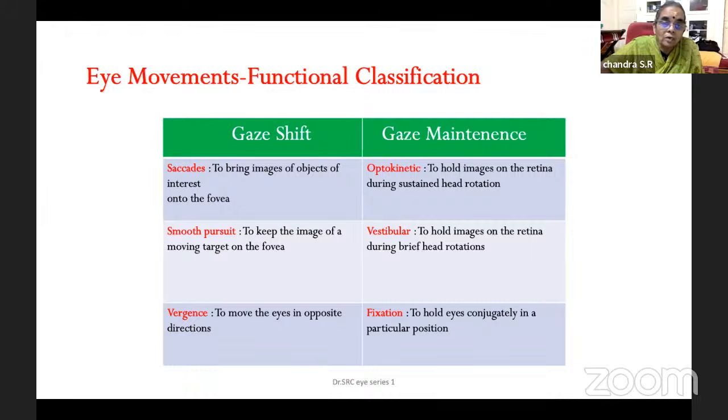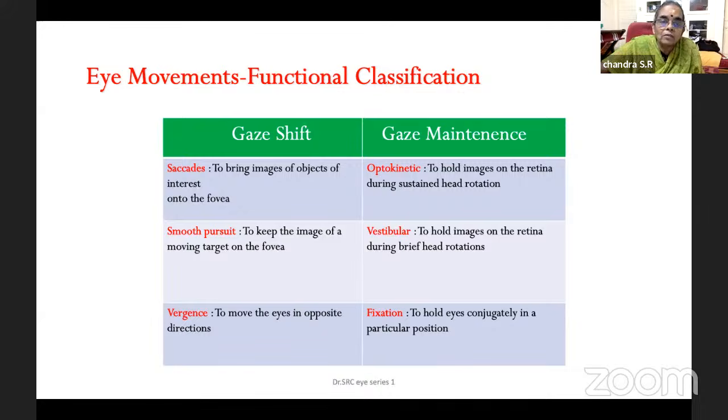So when a foreign body is coming to hit you, even though you are reading your laptop or listening to some presentation, some foreign body or insect is coming, you have to protect your eye. So then you quickly shift. What is that shadow I saw? So that is a gaze shift from a fixed position of the eye. That is a fast movement, that is a saccade. So to bring the image of the object of interest onto the fovea quickly, that is a saccade.